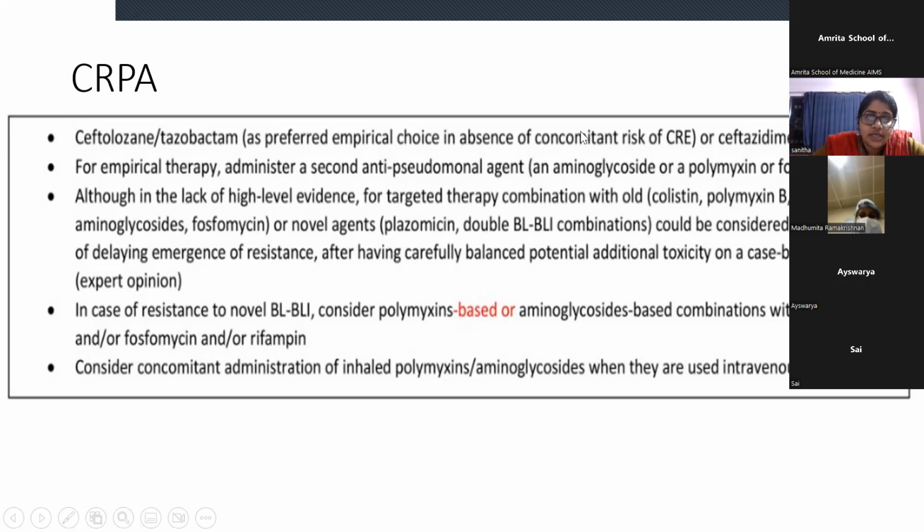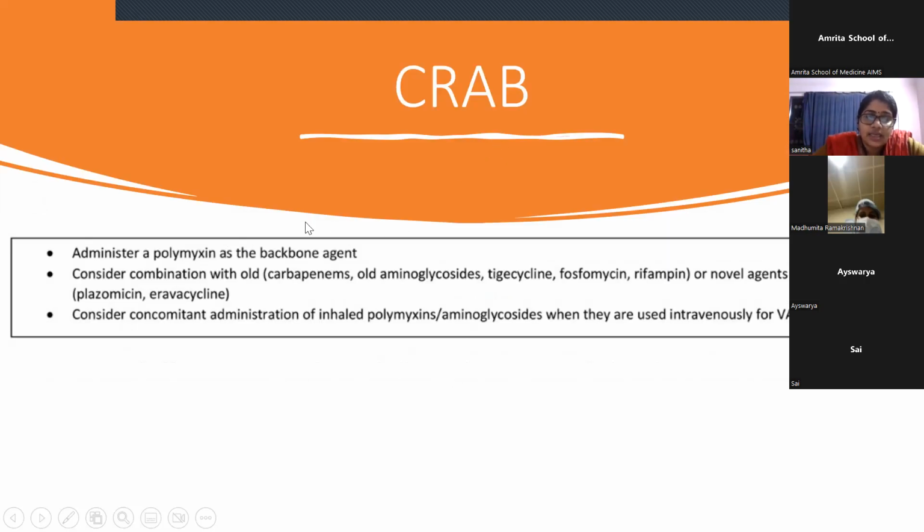So for Acinetobacter infection, here polymyxin is the backbone agent. It can be combined with carbapenems, aminoglycosides, tigecycline, fosfomycin, rifampin, or novel agents like fosfomycin or eravacycline.